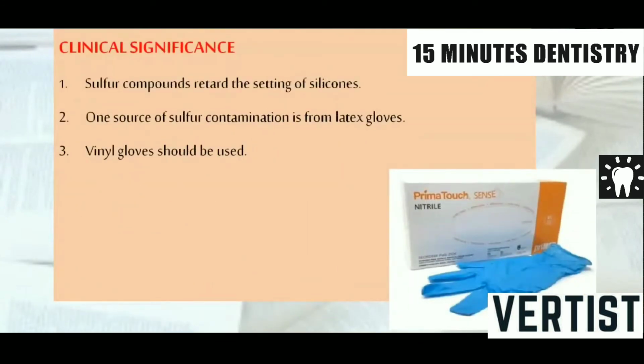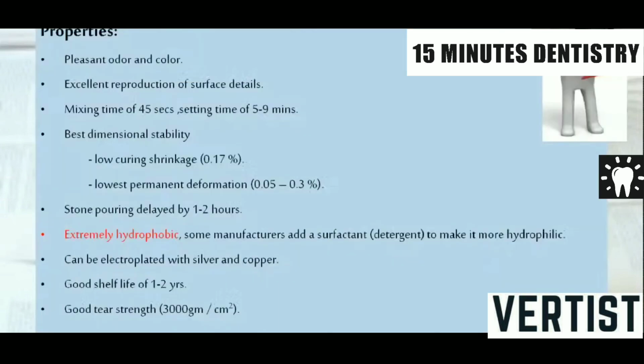Most important thing, you should not mix this particular material with normal latex gloves in hand, because the sulfur coated on the latex gloves will hamper the polymerization reaction, and that will not allow the polymerization to happen properly. So always use vinyl gloves, or you can manipulate the material bare-handed. But there are excellent properties with this. It has a pleasant odor and color, excellent reproduction of surface details, and also it is hydrophobic in nature. So always use the surfactant before pouring the cast. It can be electroplated with silver and copper.